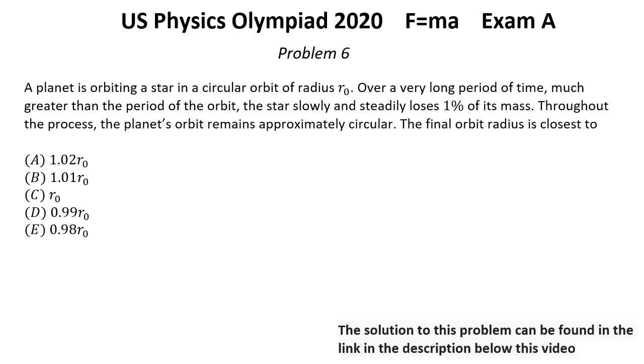Solution for problem number 6. The angular momentum, equal to mvr, is conserved. Moreover, since the orbit is always circular, the kinetic energy and potential energy are related by 2K equals negative U. It means that mv squared equals G M m over r, where M is the mass of the star. It means that the mass of the star is proportional to v squared multiplied by r, which is proportional to L squared over r, where L is conserved. It means that a 1% decrease in the star's mass gives a 1% increase in the orbital radius, which is answer B, and that was the solution for problem number 6.